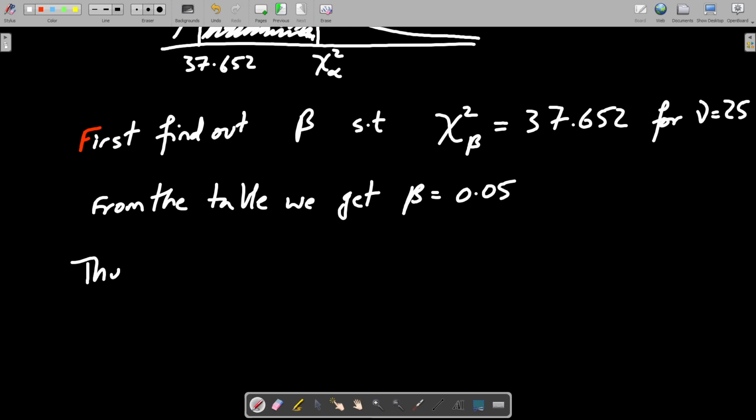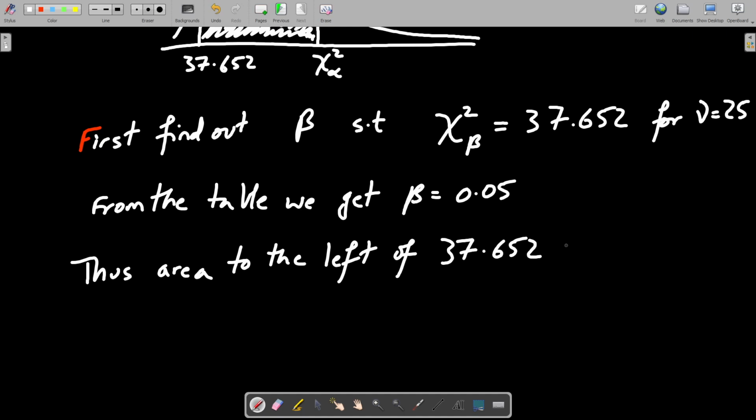So thus, what do we conclude? Area to the left of 37.652 is, sorry, not left, right. Area to the right of 37.652 is 0.05.